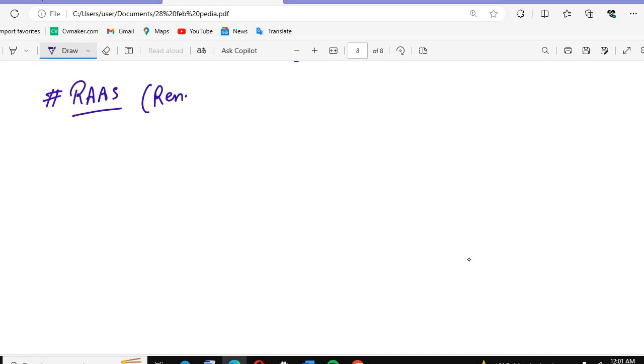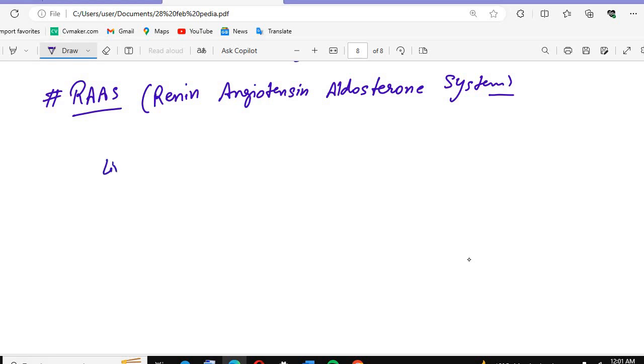The renin angiotensin aldosterone system. Okay, in the renin angiotensin aldosterone system, we have the liver. What does the liver do? It secretes angiotensinogen.